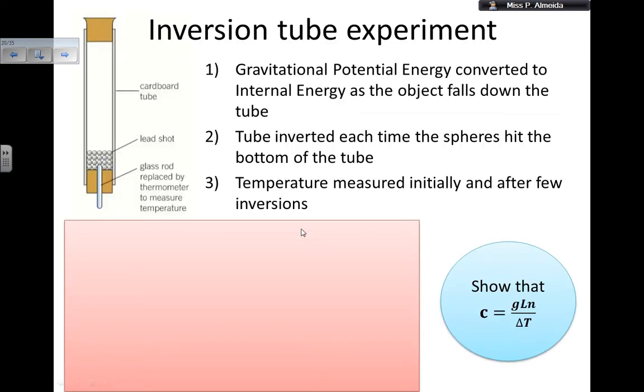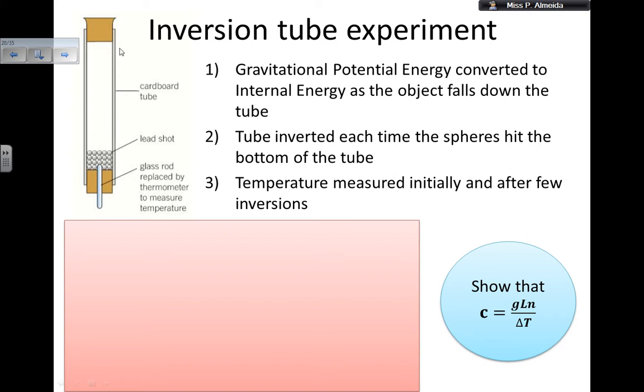Now, how can I experiment and get some results for specific heat capacity? I'm going to tell you about three methods, okay? They are not the only ones, but I'm going to tell you about these ones. So I can have this inversion tube experiment. That's the tube here. I have some cardboard, I have some small spheres of lead, and I have a glass rod where I can put a thermometer to check the temperature change. I can keep inverting the tube every time, so the spheres fall to this side and then invert again and so on.